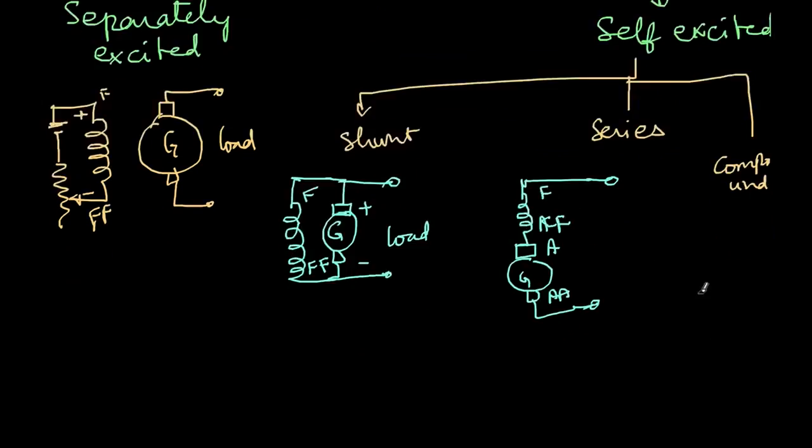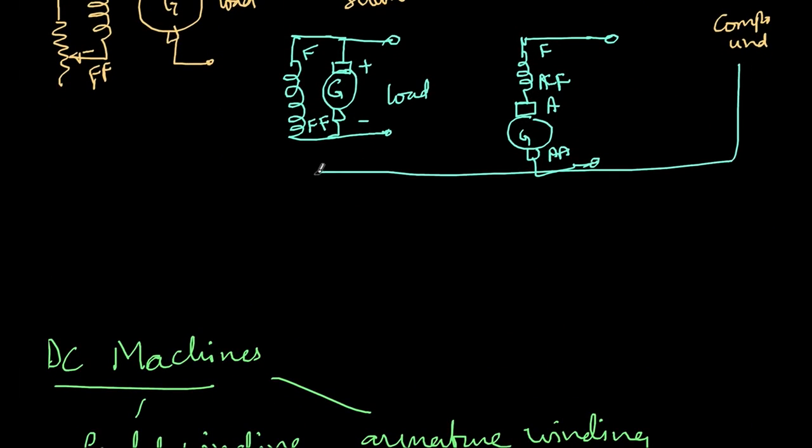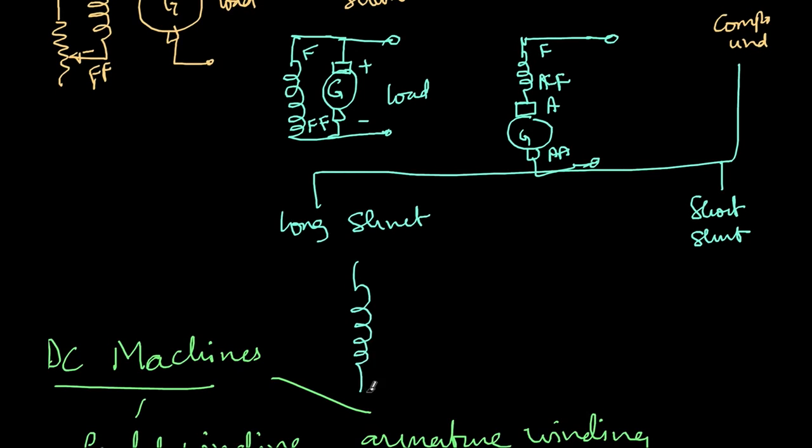So in compound, there are again two subdivisions. One is long shunt and another is short shunt. So in long shunt, the shunt winding is there and also the series winding is there, and the connection is like this.